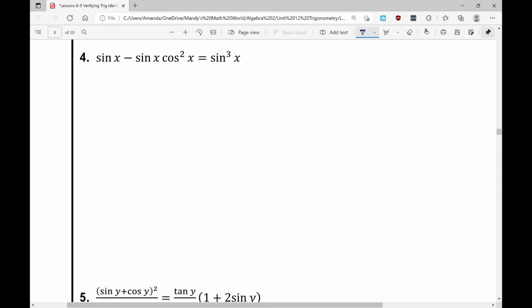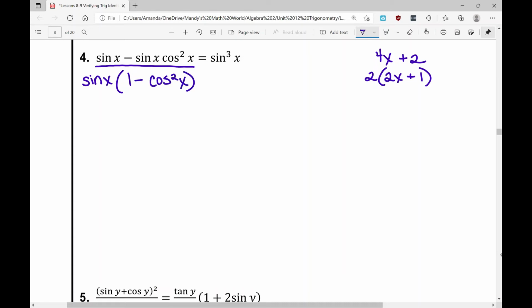So what I'm going to do right here, just like, let's say you had something like 4x plus 2, I could factor out a 2, and I'd be left with 2x plus 1. Well, in this right here, I've got something in common, and that's a sine x. So if I factor out a sine x, I'm left with 1 minus cosine squared x, right?